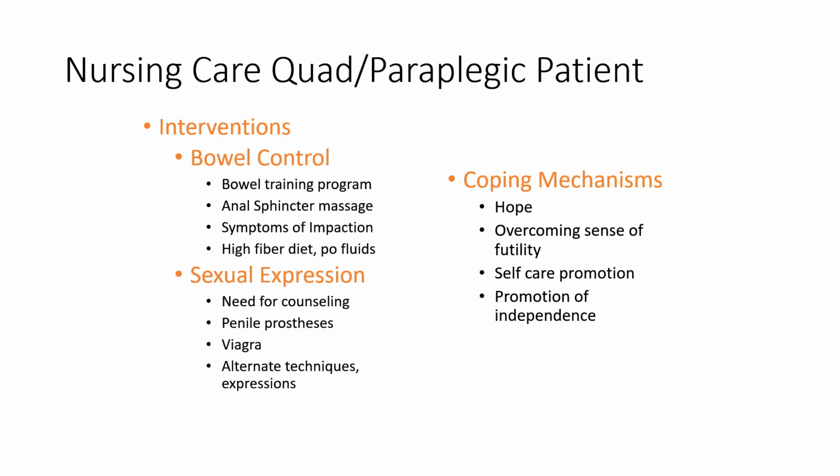Some of our interventions as far as bowel control may be things such as a bowel training program, anal sphincter massage every 48 hours, and it's most effective if that's done after meals. We want to make sure that we are monitoring for symptoms of impaction, and that usually is sort of some loose watery fluid that's coming out around the impaction. They need to be on a high fiber diet and again lots of PO fluids.